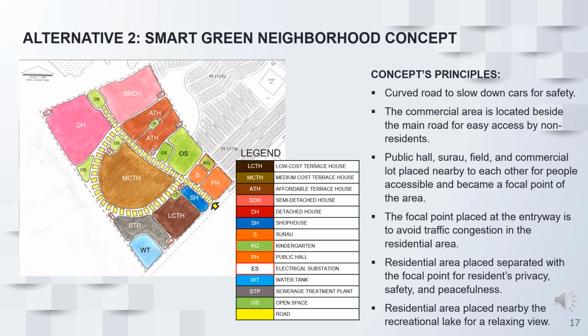Alternative 2, Smart Green Neighborhood Concept principles. Curved road to slow down cars for safety. The commercial area is located beside the main road for easy access by non-residents. Public hall, surau, field, and commercial lot are placed nearby to each other for accessibility and to become a focal point of the area. The focal point is placed at the entryway to avoid traffic congestion in the residential area.